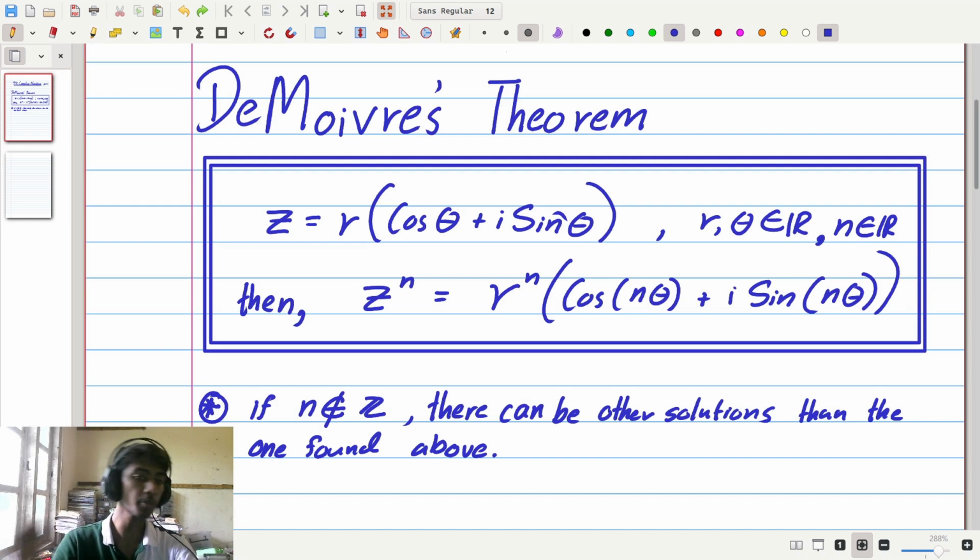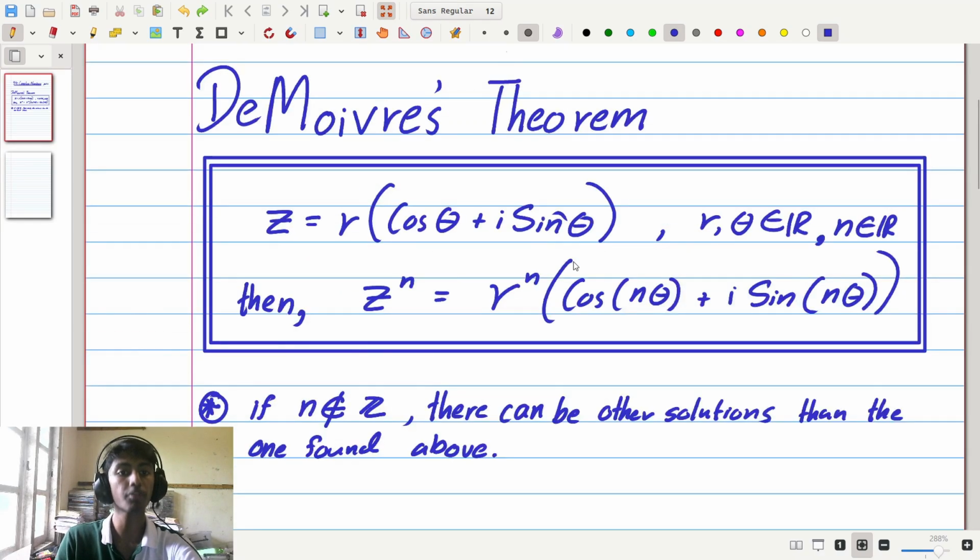Now, this is not going to be a problem if n is an element of the integers, since the solution we get is going to be the only one. However, if n is equal to a half or a third or something like that, or maybe some irrational power, then we could get more than one solution, in which case Demoir's theorem is only going to give us one of them, and we have to find the others based on the rules of multiplication and addition.